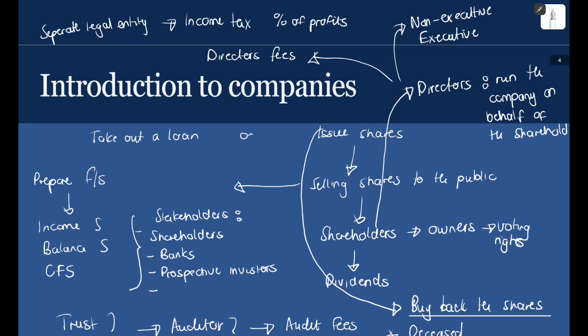So this was an introduction to companies. And when you understand the theory behind the numbers, when you understand what we're actually doing, what is the issuing of shares, what is buying back, why do we buy back, who are the directors, what do they get, who are the shareholders, what do they get, who is the auditor, what does the auditor get, you will understand the calculations much more easily. So in the next video, we'll go into the issuing of shares.